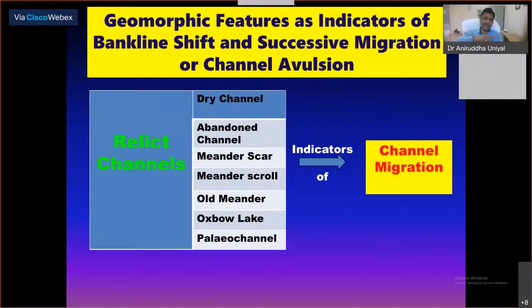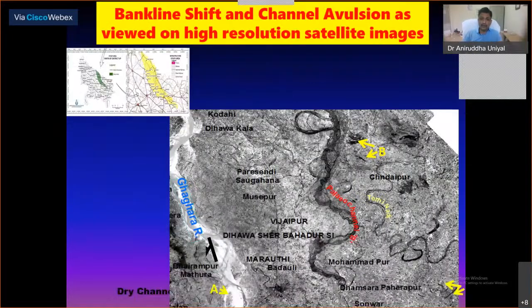And then the paleo channel is when there are a number of old meanders and meander scars making a peculiar curvilinear pattern, that is a paleo channel, which could be the old pathway of a river. So if we can map all these, wherein we can use satellite images, we will be able to map channel migration. How? This is here. Now, this is a paleo channel.